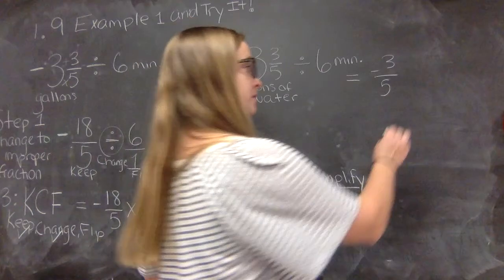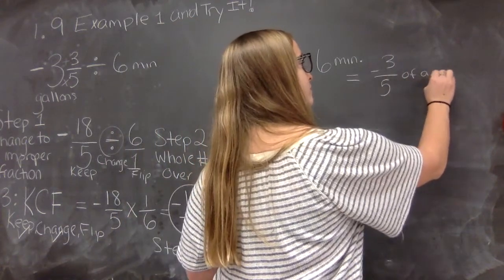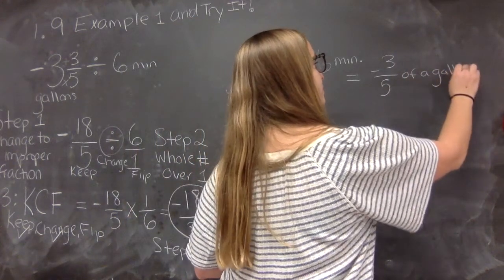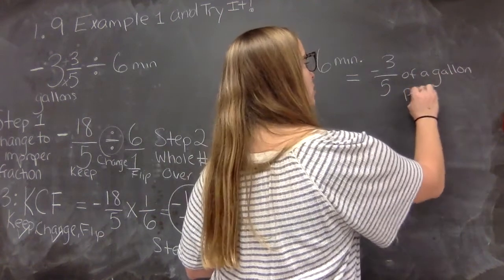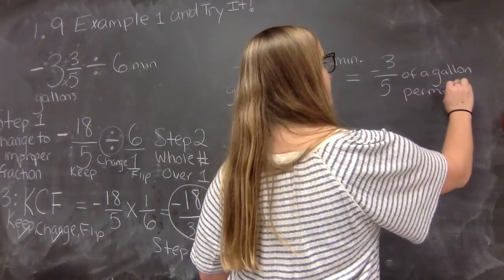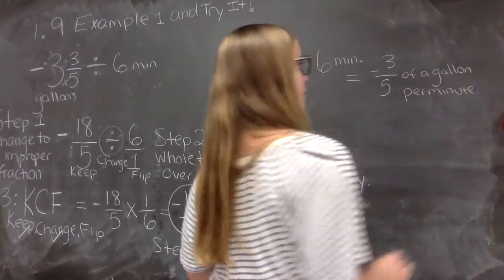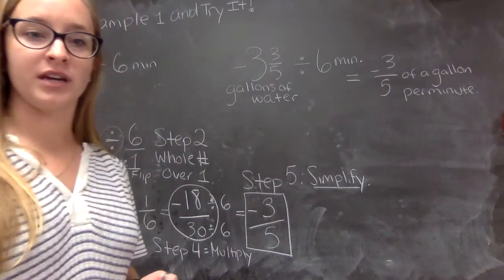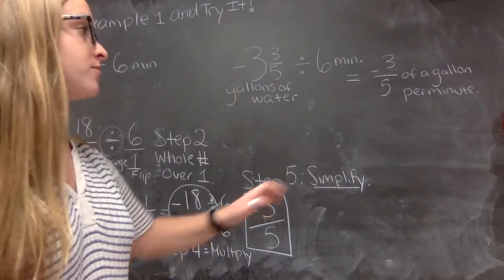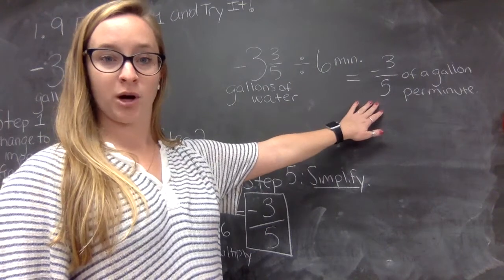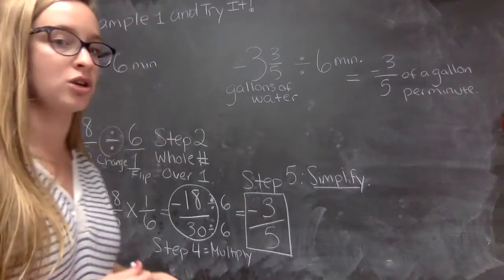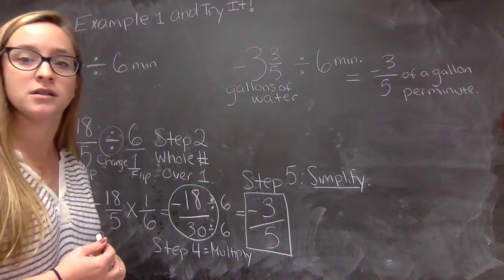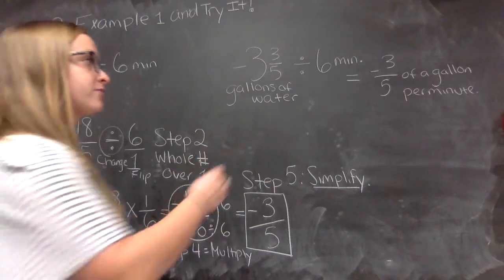of a gallon per minute. Okay, we are losing 3/5 of a gallon per minute, or -3/5 per minute. Just make sure that you remember those units at the end. All right, and here is my full answer.